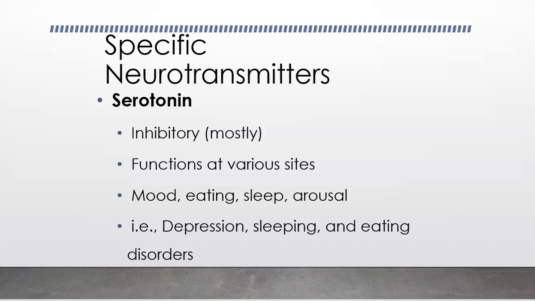And serotonin is found at multiple sites throughout the brain, so you don't need to remember any specific brain areas for that. Now you will see that I put it's inhibitory mostly. There are a couple sites where it's actually been found to be excitatory, but for this I really want you to focus on that serotonin is inhibitory.